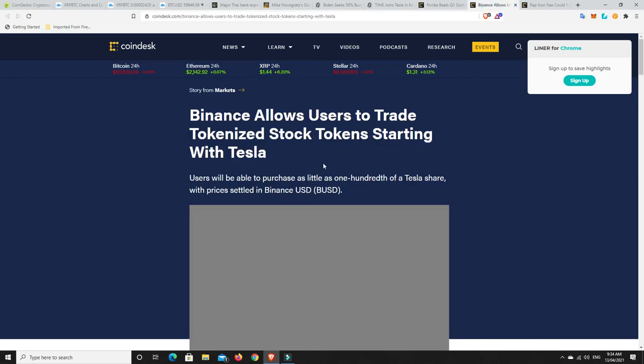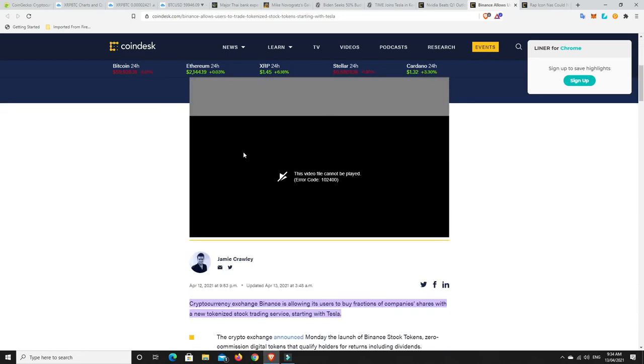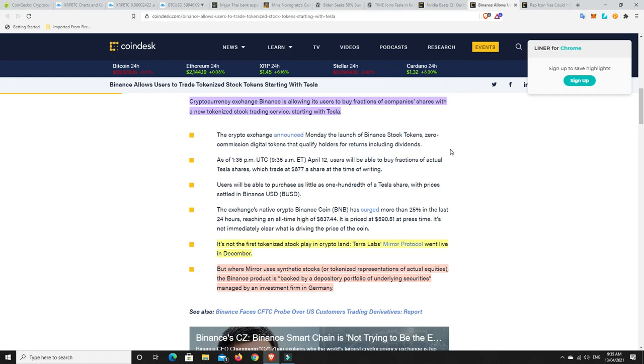All right, this is very, very interesting. So Binance, they are now going to allow users to trade tokenized stock tokens, starting with Tesla. So the cryptocurrency exchange Binance is allowing its users to buy fractions of company shares with a new tokenized stocks trading service, starting with Tesla.